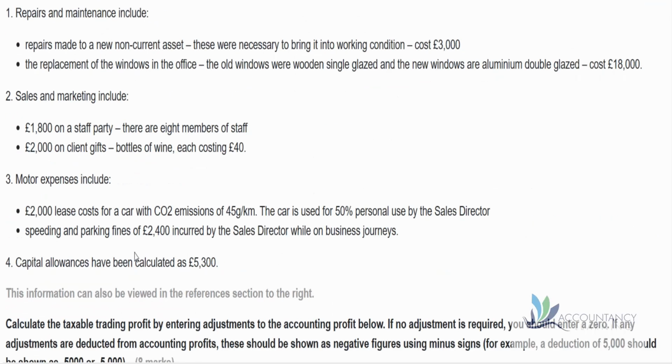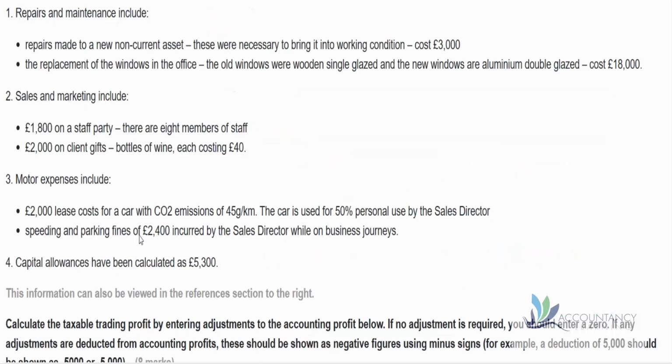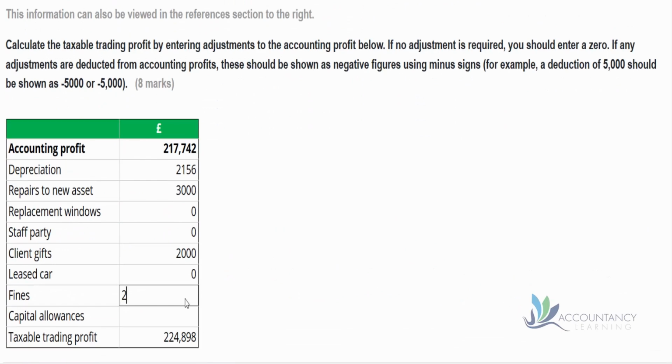Okay, and then what about the next one? It tells us we've got speeding and parking fines of 2,400 incurred by the sales director while on business journeys. And in the reference materials, it tells us that if there are any fines on the business or the directors or owners, then they are disallowable. So in this case, we've got a speeding fine for the director, so that's disallowed. So we've got the fine of 2,400, and as that's a disallowable expense, we need to add that back. So you see our profits getting bigger and bigger here for tax purposes.